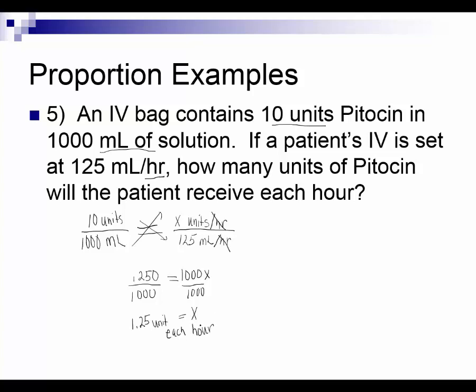In a problem where there are three different labels, such as this one, where there is units, milliliters, and hours, look for the item that remains constant. The item that remains constant will not be part of your proportion.